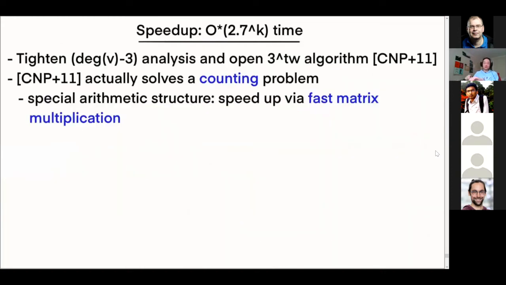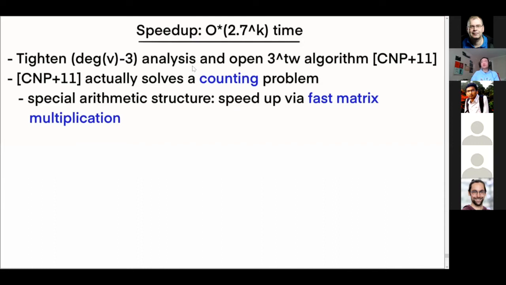Okay. So to conclude, to speed up the algorithm from 3 minus epsilon to the k to 2.7 to the k, we do some more work. First of all, we tighten the degree minus 3 analysis. So far, the analysis we saw was not tight. We had these very large constants. But if we tighten the analysis, then we can get, I think, a 2.8 to the k algorithm.